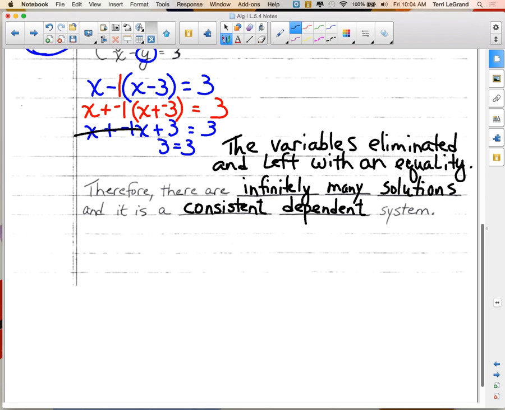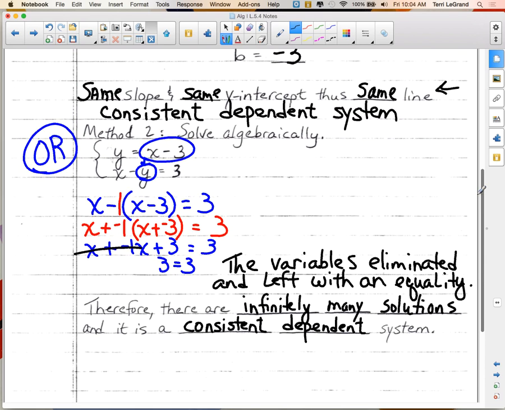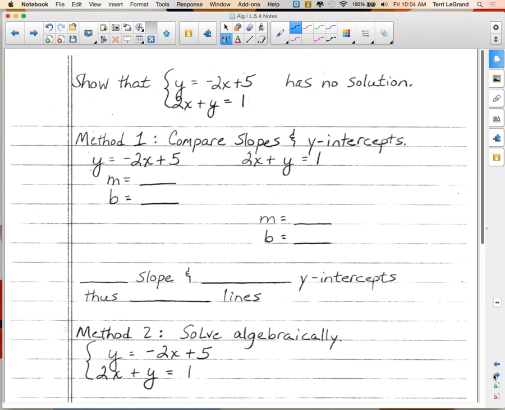Do we want to talk about what would happen on the graph? Or do we want to show what would happen if we solved it algebraically? Questions on any part of that? 1 to go, and then we're done here. Okay, let's go to our last one then.